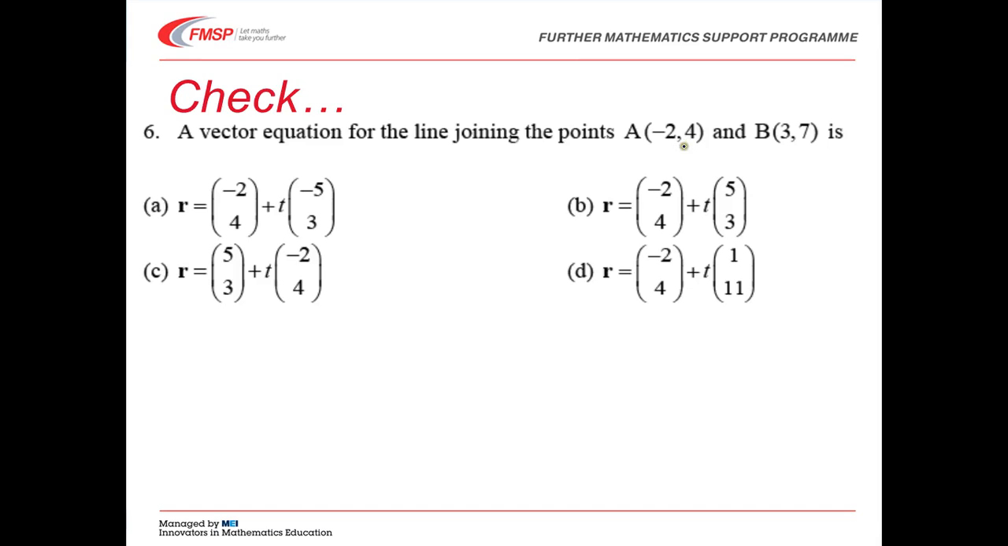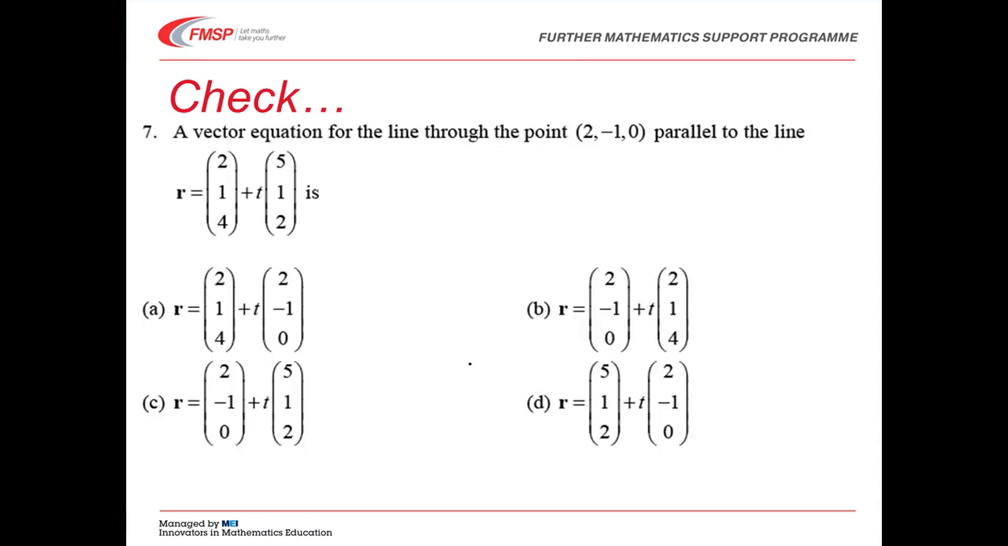Right, the first thing we need is a vector along the line. So AB is to get from A to B, minus 2 to 3 is 5, and 4 to 7 is 3. So that means that a vector equation for the line has to have that direction vector, and that is B, and you can see that the first vector, minus 2, 4, is the position vector of the point A, so that gets us onto the line okay. Right, pause the video again and try this one.